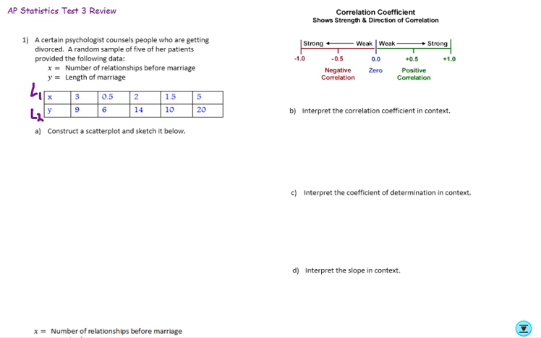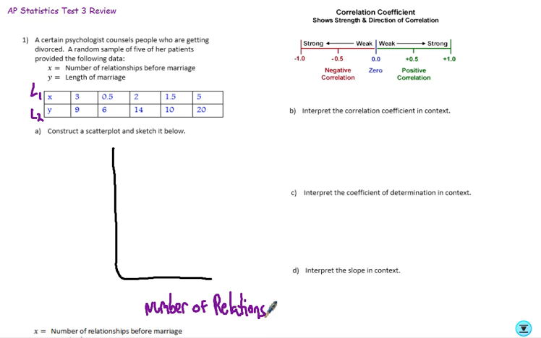We would want to sketch it ourselves real quick. I did it first in the calculator, one, because we're going to need that information for the other problems, but two, I just wanted to have an idea of what it looks like, so that when I do it myself, hopefully I don't make any mistakes. So again, x represents number of relationships, and our y value is going to represent the length of marriage, in terms of years. So this will be in years, our units.